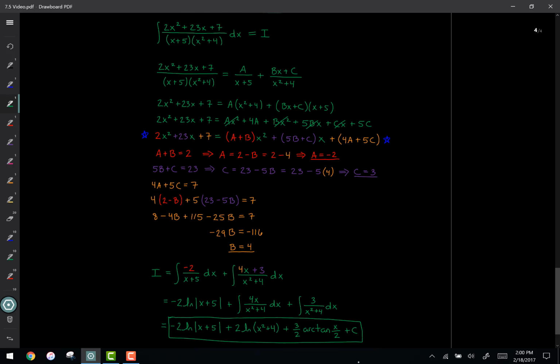Okay. Like I mentioned, there's another topic in this section where how to deal with repeated quadratic factors. So instead of that x squared plus 4 in the denominator that we had, if we had like an x squared plus 4, all of that squared. Just imagine. I mean, look how much work this was. It's even more than that. It's a disaster.